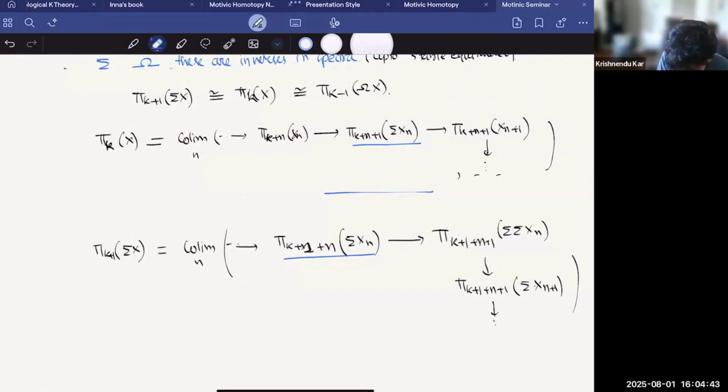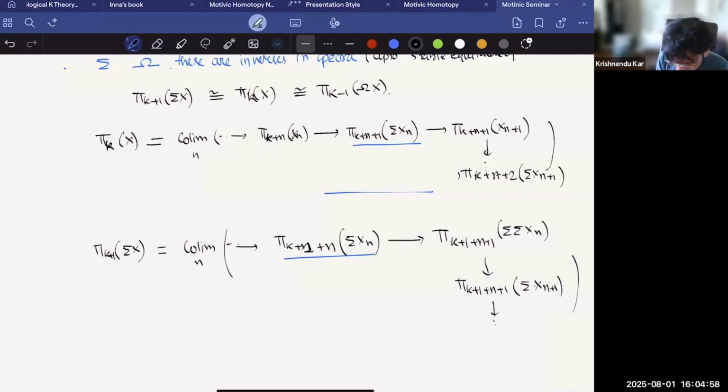But, okay, give me one second. Let me make sure that I'm not tripping. And here, if I apply the suspension, k plus n plus 2 suspension of x_{n+1}... I see. Here, yeah. So forget about that. Just focus on what I was going to say.